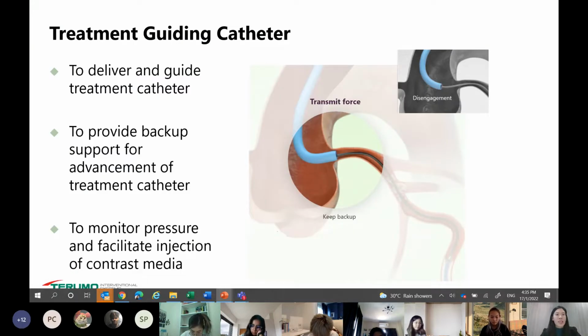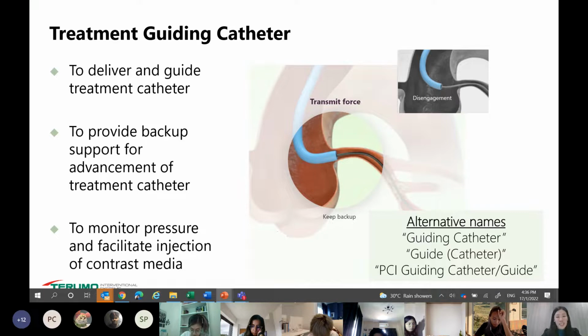So for a treatment guiding catheter, as I mentioned, this is very different from a diagnostic catheter. The structure is the same, but the intention is different. The intention of this treatment guiding catheter, also known as a guide or PCI guiding catheter, is basically, most importantly, to deliver and guide the treatment catheter. It needs to be able to provide backup support for the advancement of this catheter. As I mentioned, sometimes if this is too tight, disengagement may happen.